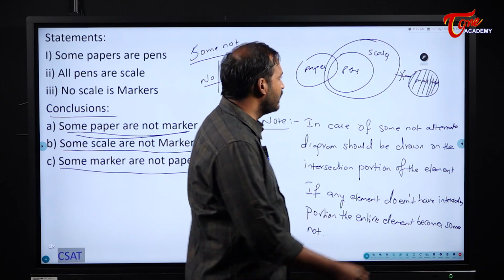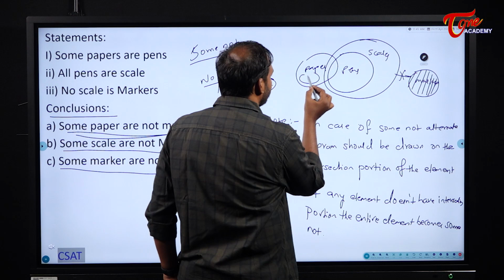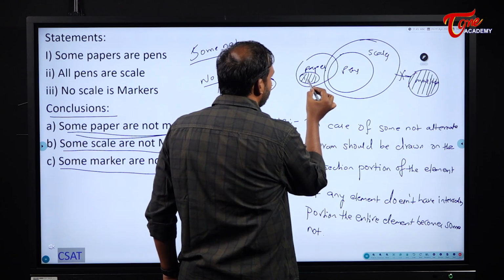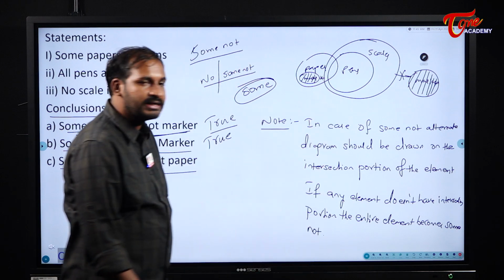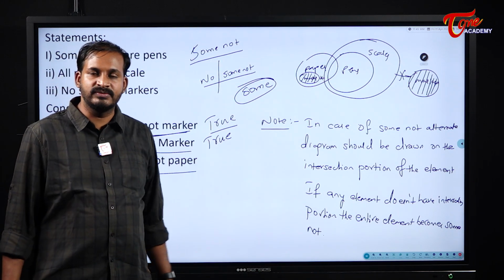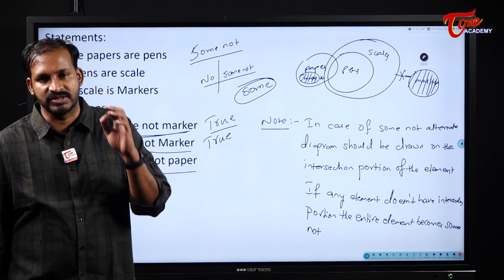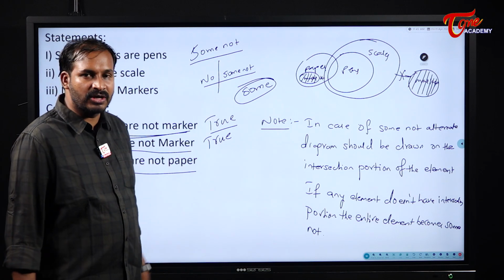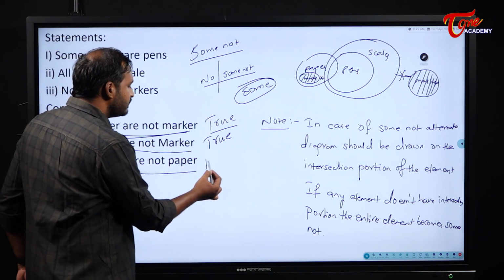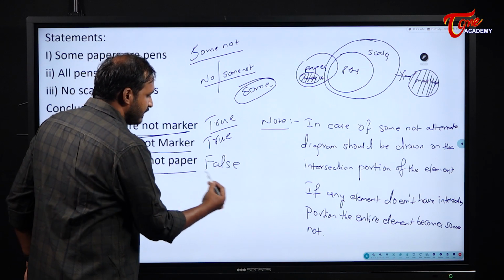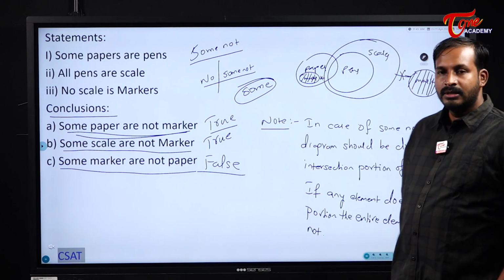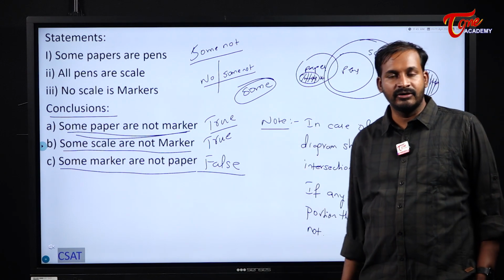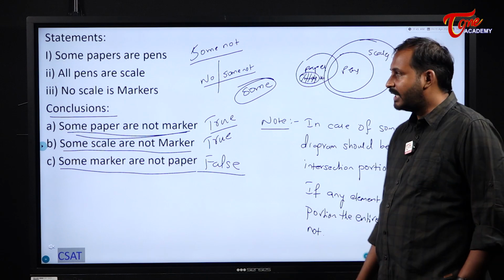But what I will do, I will try to draw the entire marker inside paper. And still there is no relation between marker and scale, right? Is the alternate diagram possible or not possible? Yes, the alternate diagram is possible. If the alternate diagram is possible, then it becomes false. Understood, students? By drawing an alternate diagram, I am trying to make it false. Right? Next one.